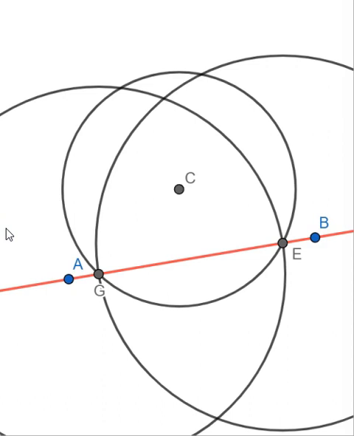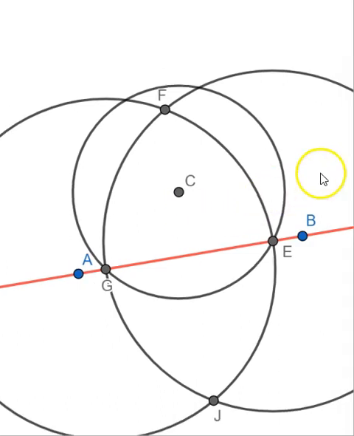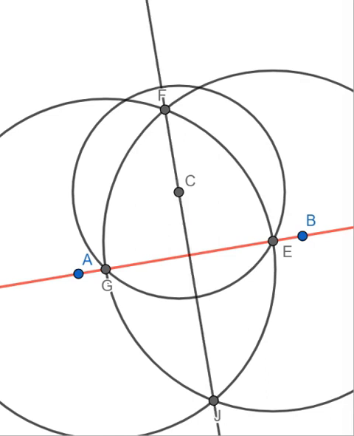So first let's mark the intersections, F and J. Let's bring in J inside. And let's draw a line passing through F and J. You will notice that it also passes C. Now let's mark the point of intersection of this line and the given line. What we are saying is that these two lines are perpendicular to each other. So we are marking the point of intersection as H.